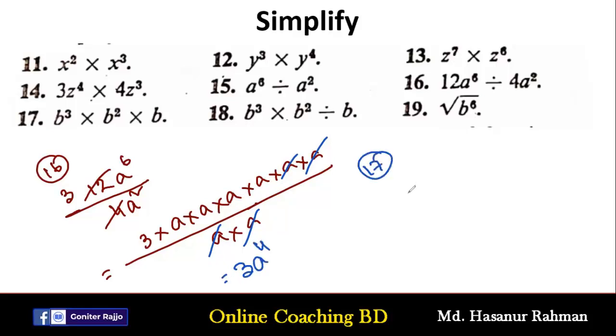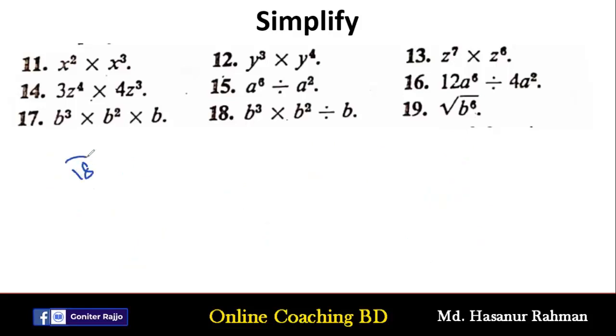Number 17 says b cube multiplied by b square multiplied by b. b and b to the power 1 are both the same thing. Look, there is a multiplication sign, so we have to add the power. So 3 plus 2 plus 1, because every base is the same in this index form. So the answer will be b to the power 3 plus 2 plus 1, that is b to the power 6. So simple. Now next one, number 18.